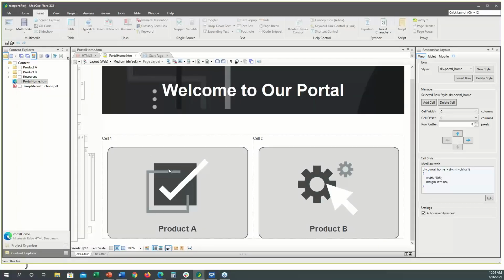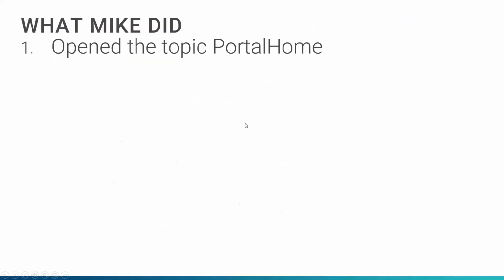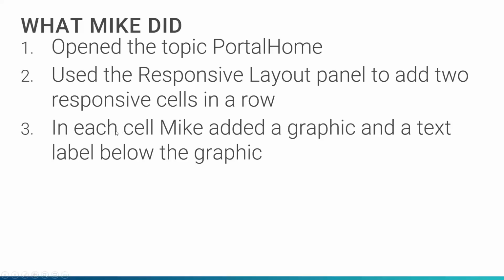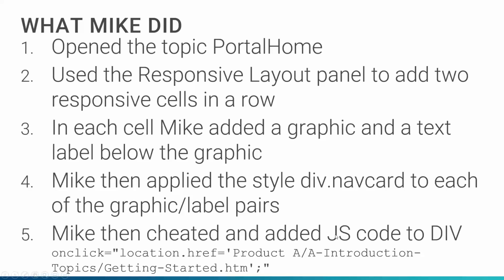Now again, just for those who download the slide deck, what did Mike just do? I opened the topic portal home. I used the responsive layout panel to add those 2 responsive cells side by side. In each cell, I added a graphic and a text label. I then applied the style div.nav card, and I showed you the CSS for that 2 slides ago. Then I cheated and I added that little bit of JavaScript code to the div. And that exact code I used is right there on the slide.